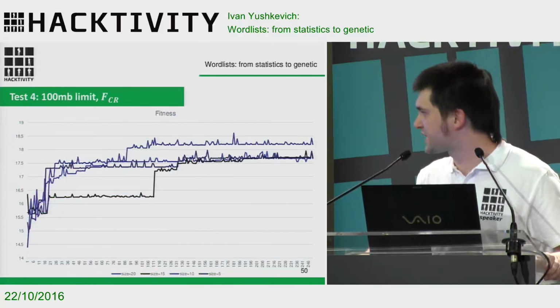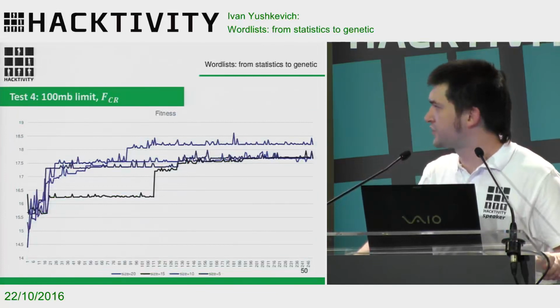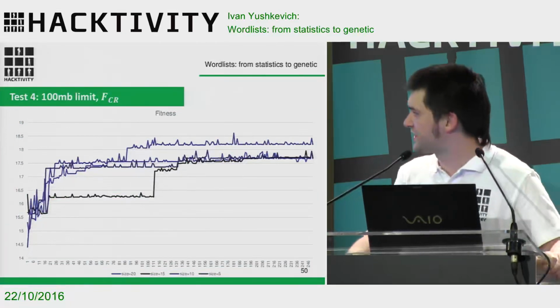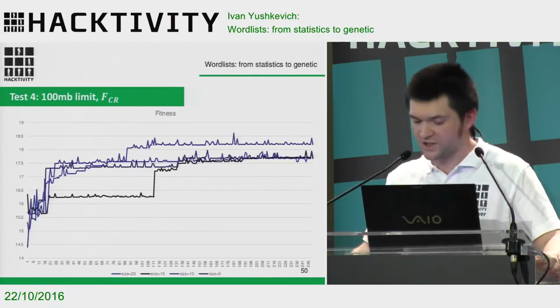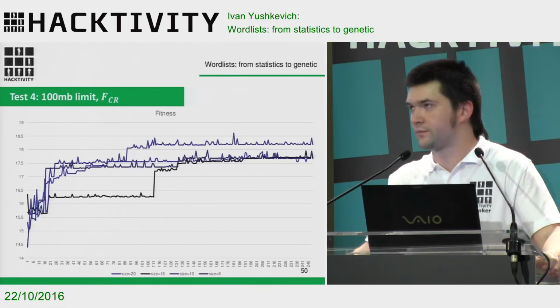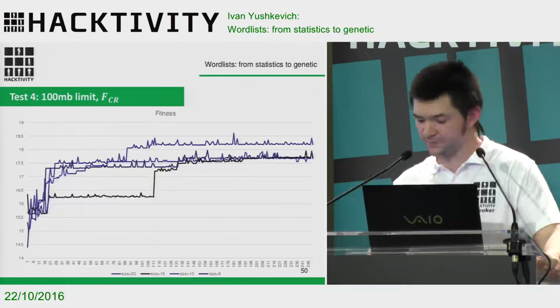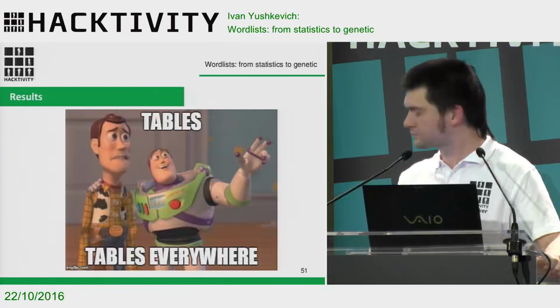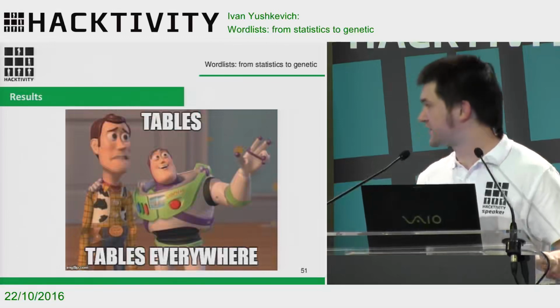And the other test case is for the 100 megabyte limit. As you can also notice, there are some hops after which the further individuals become better and better. So yes, tables everywhere.